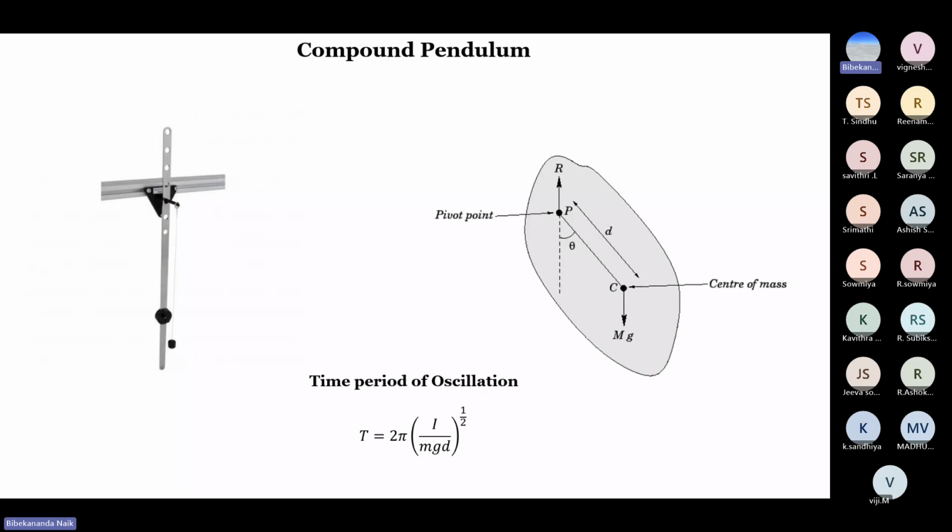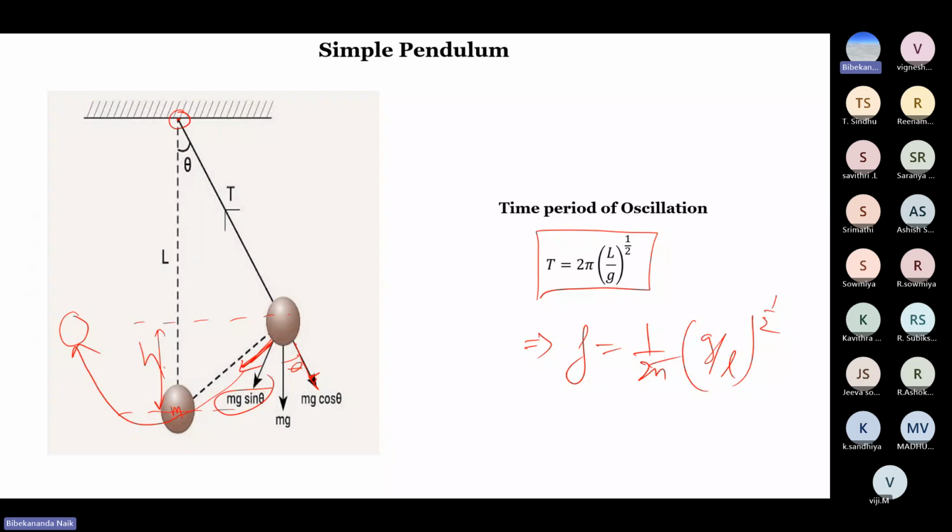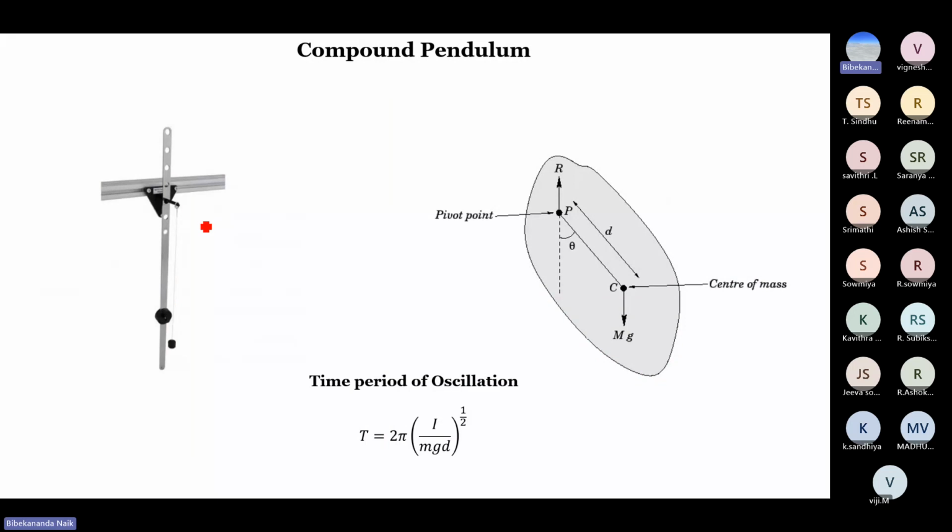There is another type of pendulum which is called the compound pendulum. In the case of a simple pendulum, the length L of the string through which it was suspended was taken to be negligible compared to the bob, the suspending mass. But here it is a whole body, so it will have a moment of inertia, since it is oscillating, and it will have some center of mass.